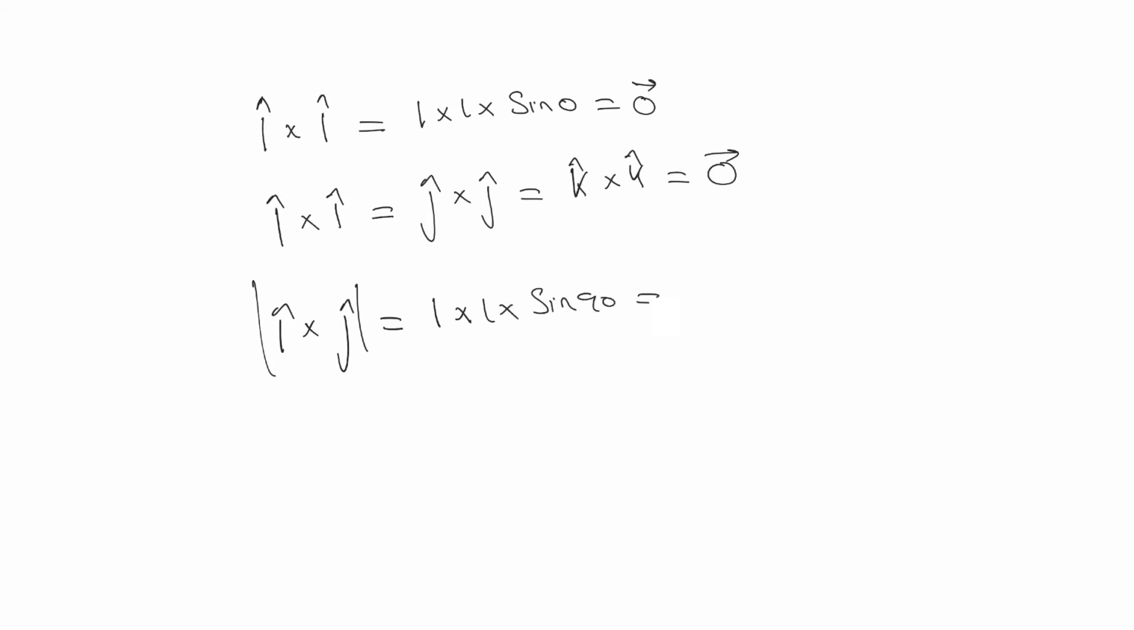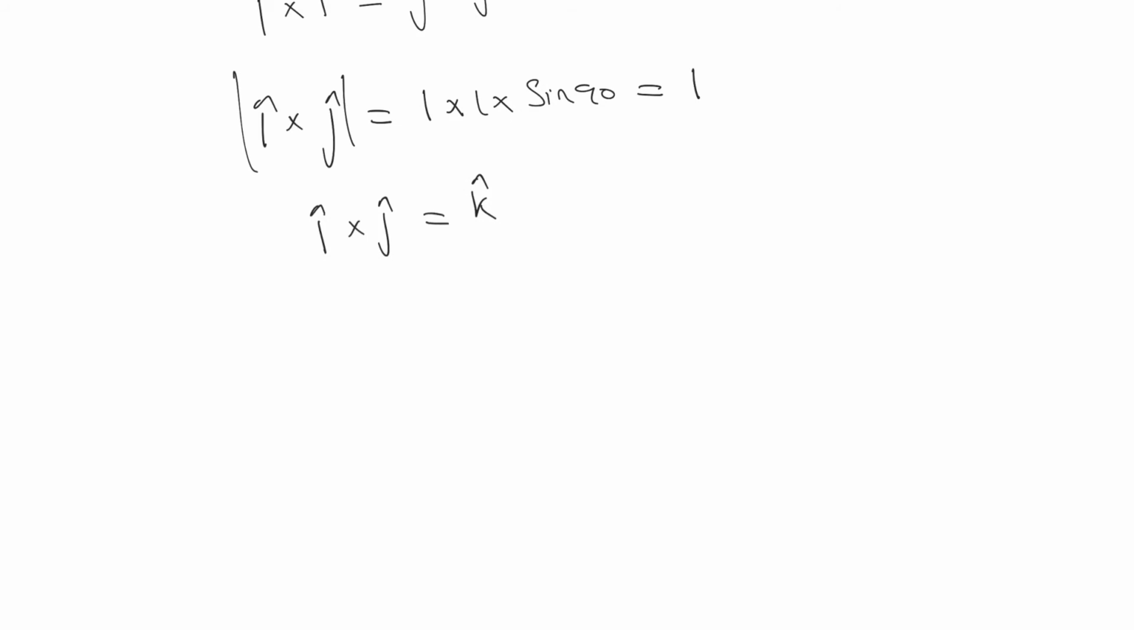Sine 90 is also equal to 1, so it has a magnitude of 1, and the direction is along the z axis. So a vector of magnitude 1 along the z axis is represented by k cap. So we can write i vector cross j vector is equal to k cap. Similarly, for j vector cross k vector, you can use this right hand thumb rule, and we can observe that it will be equal to i cap.